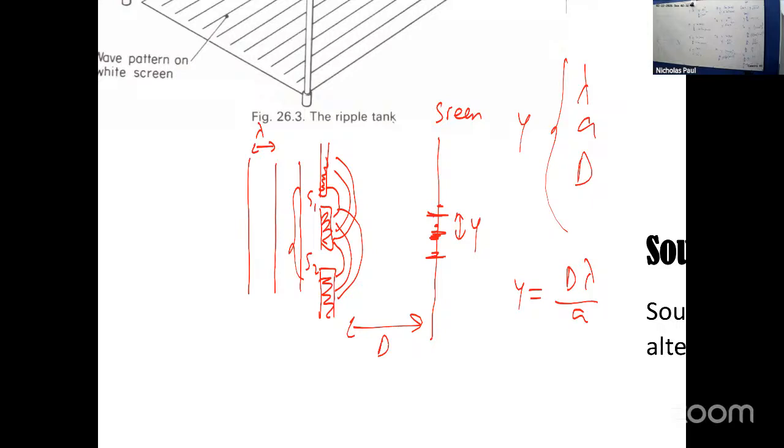So those are the three things that would affect Y. The further away the screen is, what will happen? Y will get bigger or smaller? Bigger. Y will get larger. The bigger the wavelength, what will happen? Bigger. The bigger the wavelength, the bigger Y will be, and the smaller a is, the bigger Y will be. I'll give you all this later. We are not doing this today. So those are the three things that will affect it, right?